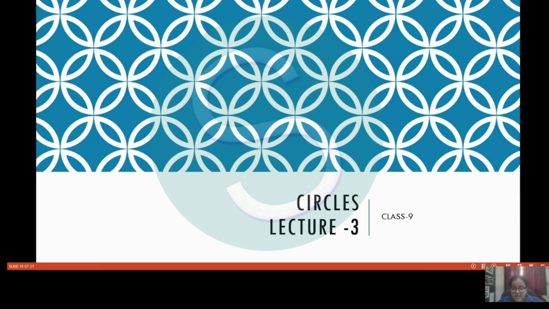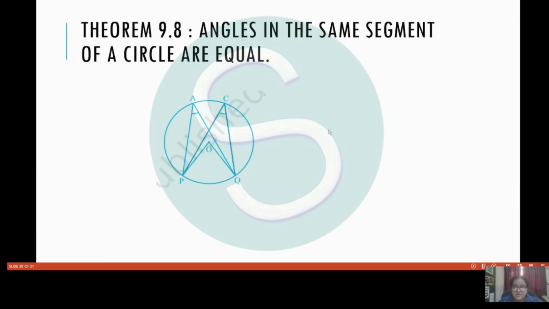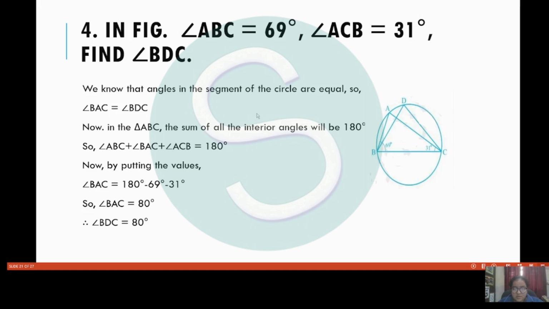So we will start with the theorem which we have done in the last class. We will revise the theorem first. Angles in the same segment of a circle are equal. Here we can say PAQ and PCQ are equal angles because they are in the same segment. Now we will proceed with the question based on that theorem.